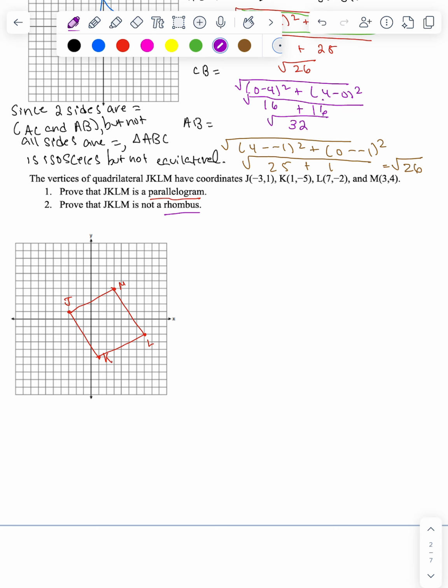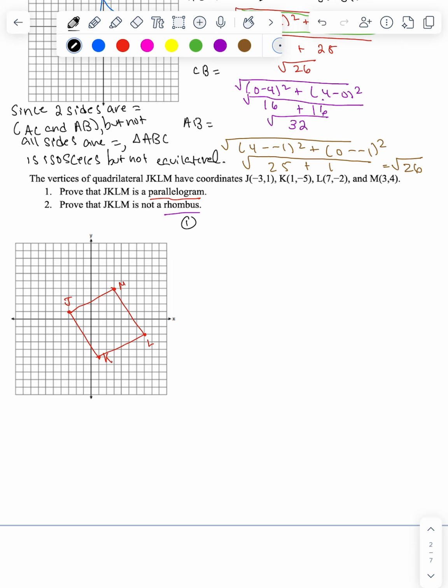So I'm going to find the side lengths. So I'm going to use that for 1 and 2. I'm going to show it's a parallelogram by showing that opposite sides are congruent. And then that will accomplish my goal of also proving that it's not a rhombus, and I'll only have to use one formula, which is what I like to do if I can. So I'm going to use distance formula. So I'm going to put a 1 for part 1. So I'm going to be proving that JKLM is a parallelogram.